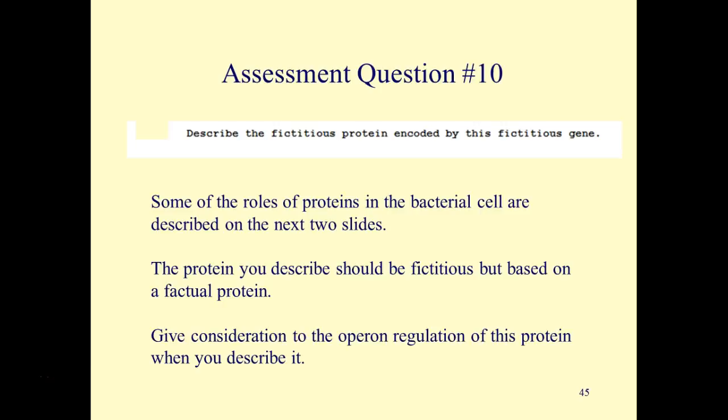So now we come to assessment question number 10. This one gives students fits. So just try to release your brain. Just think about what proteins could possibly be doing in the cell.